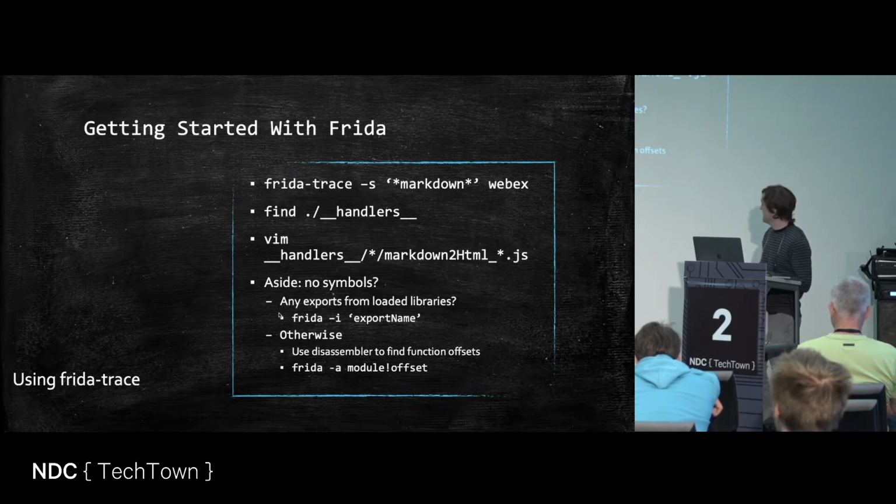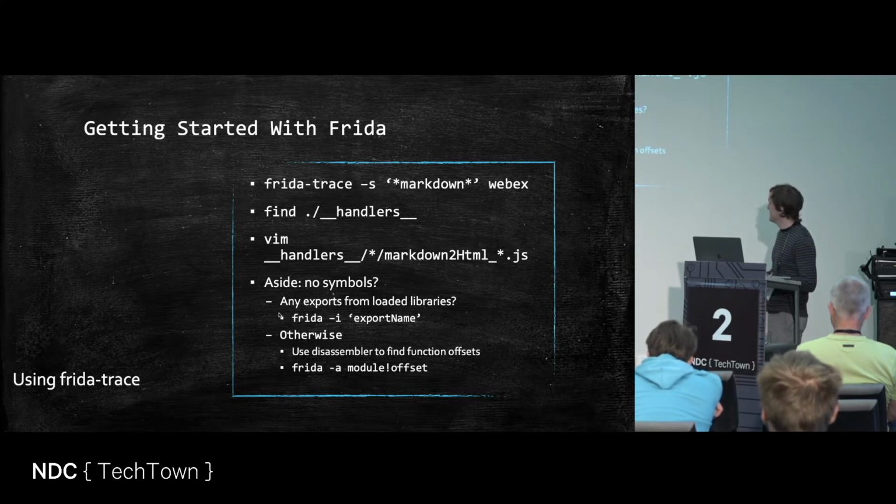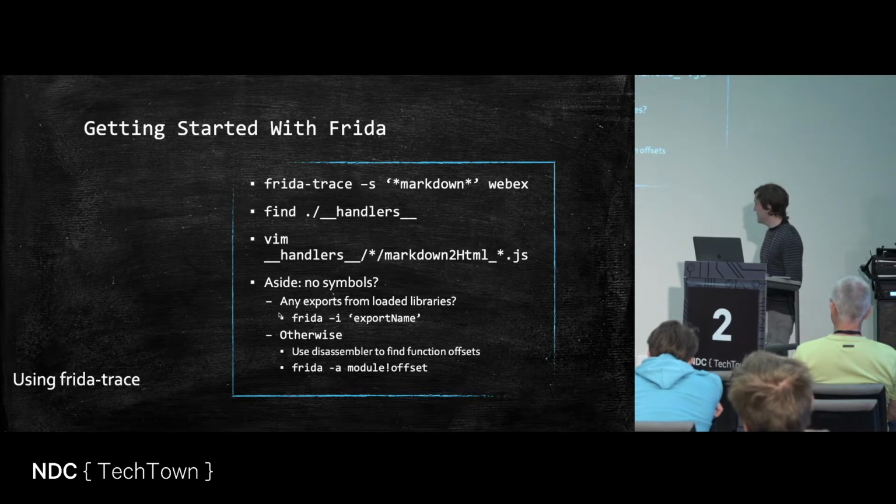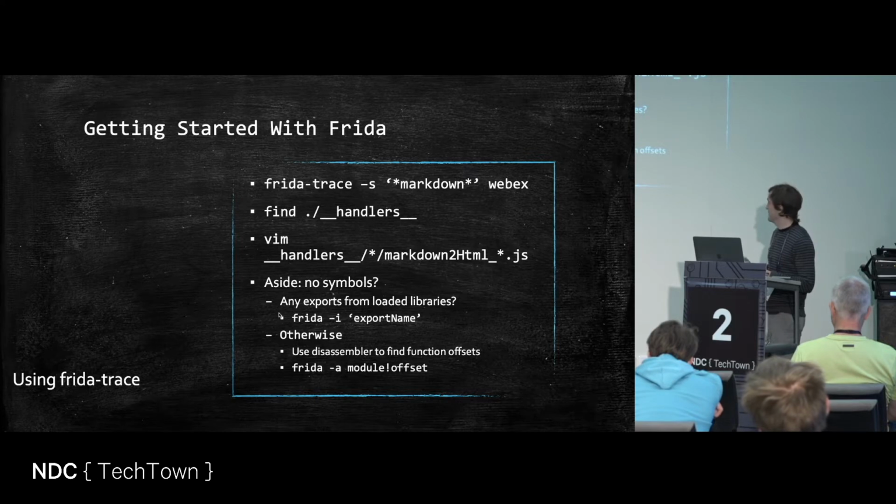So it created all these handler files. As an aside, if your target program doesn't have symbols, you can still hook exported functions with -i and the export name. So if you're looking at a server and you know that it calls receive, you can do -i receive, and it will probably hook libc receive, and it'll show you output from that. It creates hook files for you for that.